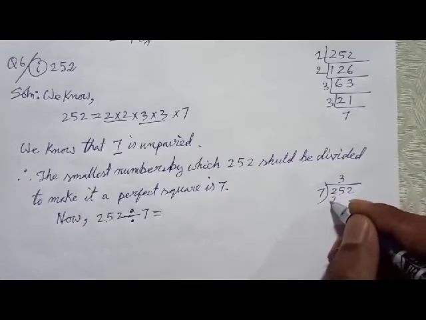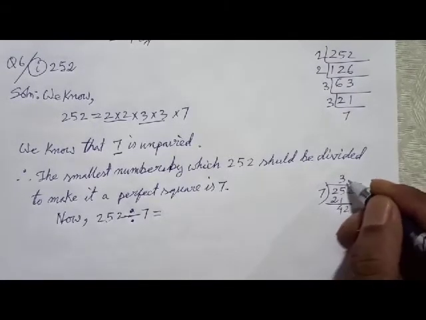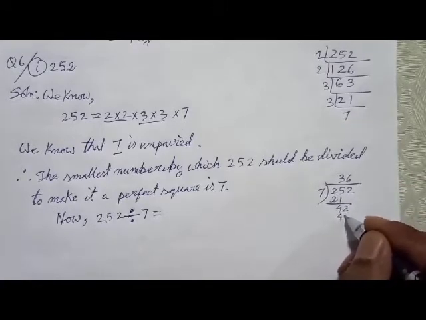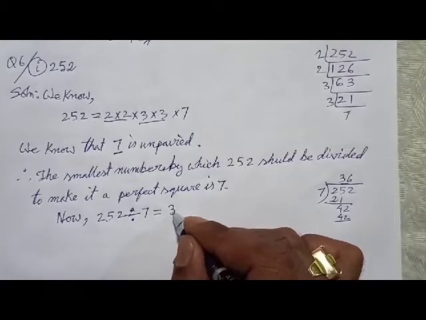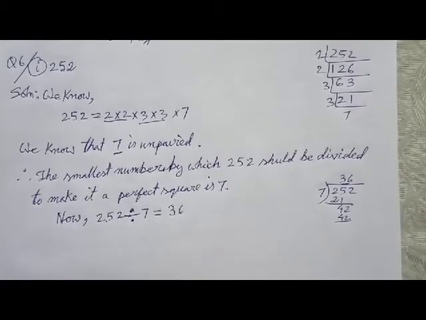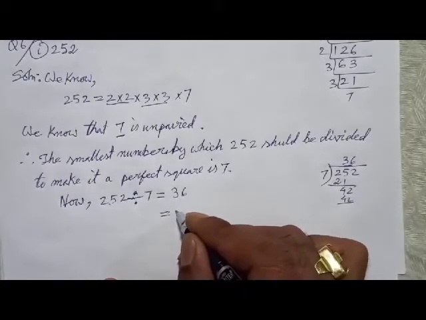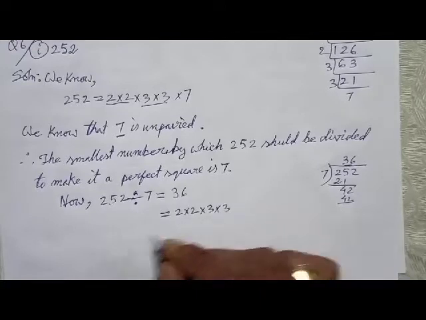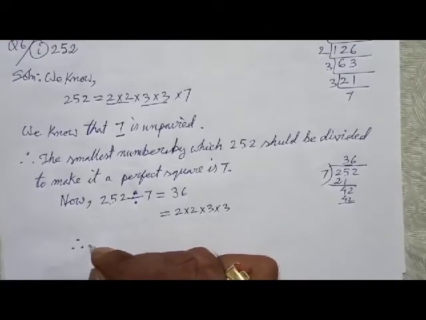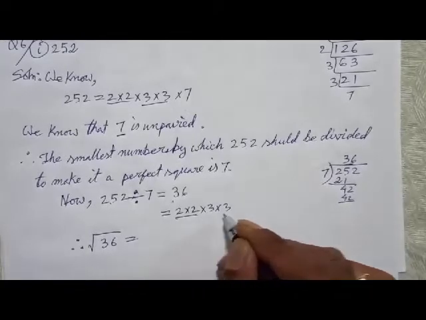7 3s are 21. Then 42, 7 6s are 42. We are getting 36. So 36. And the factors of 36 are 2 into 2 into 3 into 3. Therefore, the square root of this 36 is equal to: 2 is a pair, 3 is a pair.